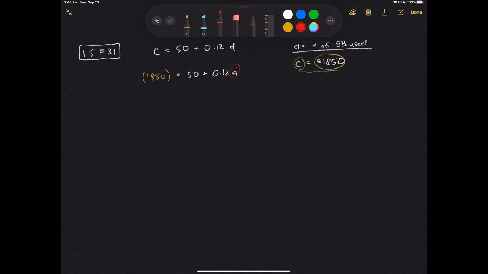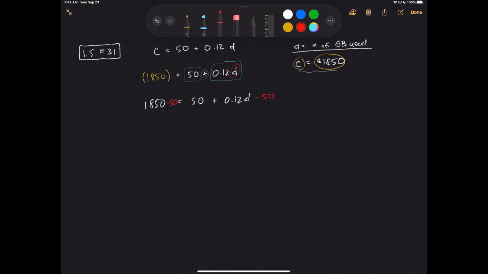So what do we have on this side? Well, we have a 50 being added to a 0.12 times D. So we have multiplication here, and we have addition. So we typically take care of subtraction first. Let me write this all out, give some space. So first we typically subtract those constant values first, because it makes things nicer to do.